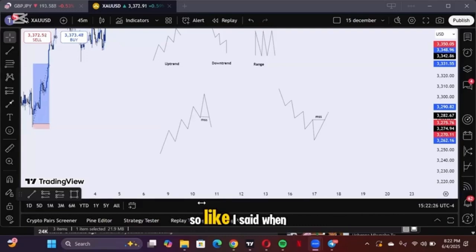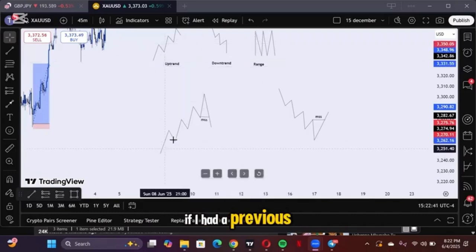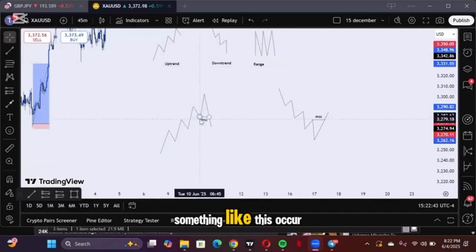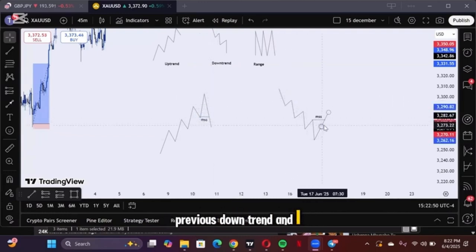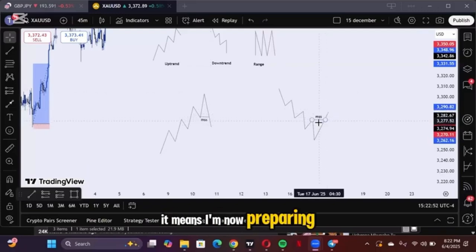Yeah. So, like I said, when you're trading market structure, the only two things you're paying attention to is either to join a reversal or a continuation, but you can only join in with the one that market presents to you. Do you understand? So now it means that if I had a previous uptrend and I happen to see something like this occur, this market structure shift, it means I'm now preparing to take what? A sell. And if I had a previous downtrend and I see a market structure shift occur, it means I'm now preparing to take what?